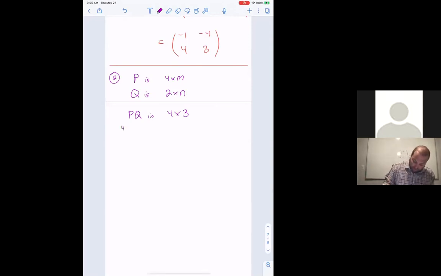So P is 4 by M, Q is 2 by N. These two have to match. The only way M and 2 can match is if M is equal to 2, and if 4 by N is what we end up with, then we know we end up with a 4 by 3, so N must be equal to 3, done. Question number 3.